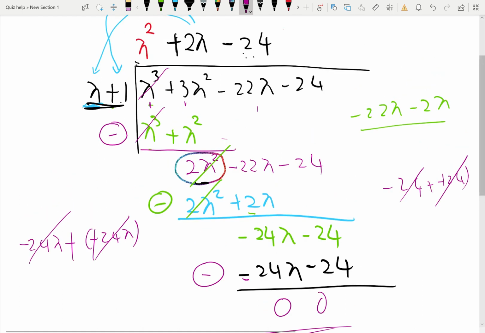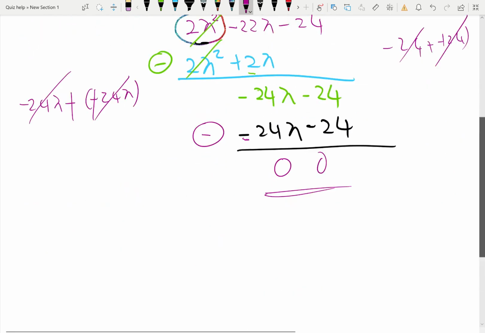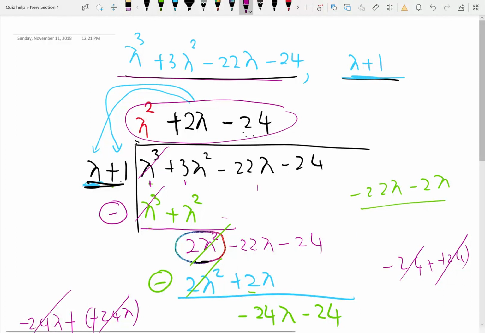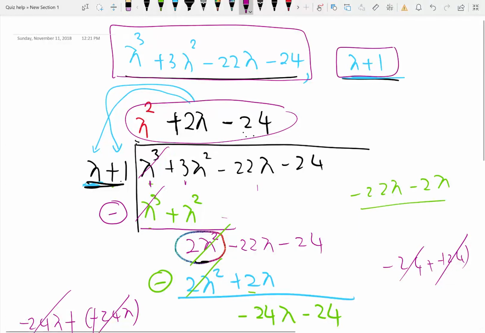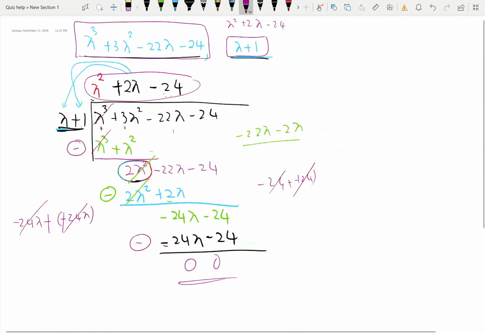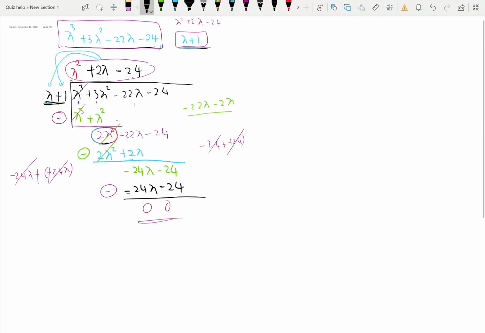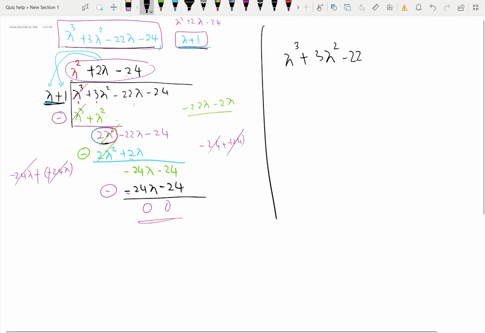So when you divide, you get this expression. So let me write it down separately. When you divide this cubic polynomial by this linear term, the answer is lambda square plus 2 lambda minus 24. The purpose that we do this is that lambda cube plus 3 lambda square minus 22 lambda minus 24 is the same as lambda plus 1 times this quadratic polynomial that we got by division.